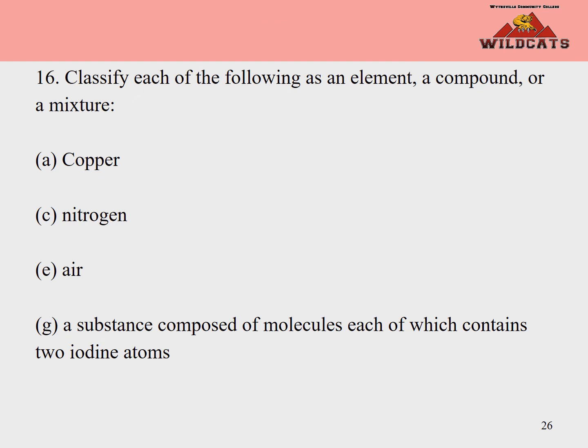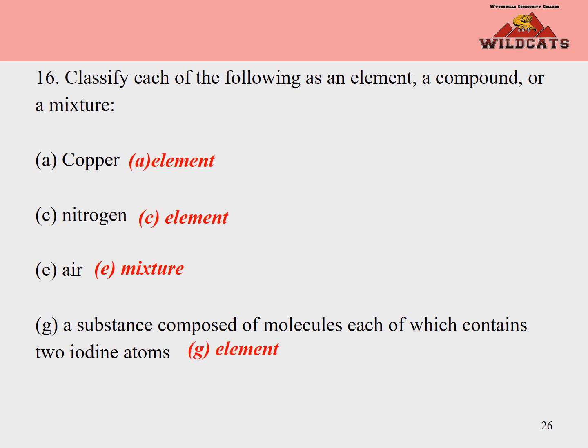So it says classify each of the following as an element, a compound, or a mixture. Well, I think copper is pretty obvious. It's an element. You can find copper on your periodic table. Okay. Nitrogen, again, is an element. Interesting thing is when we go to write it, we write it as N2. We'll talk about some atoms that are in their elemental form. They're actually diatomic, and we'll talk about why in a couple chapters. Air is a mixture. Okay, technically it's a homogeneous mixture unless it's polluted and you can see other things in it.